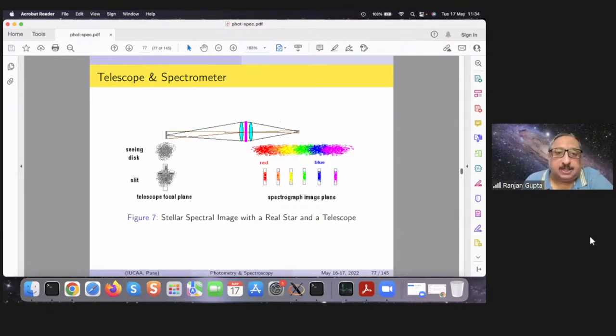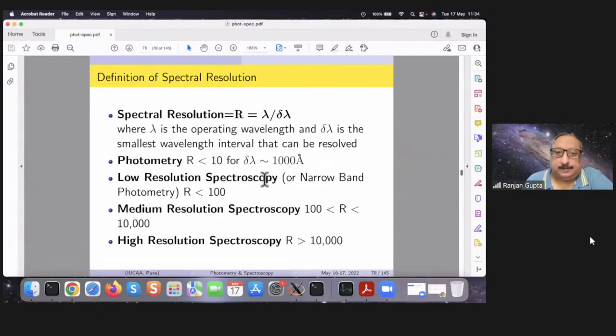Anyway, if this is the situation, then this is how the spectrum will look. All the colors are seen. On the spectrograph, corresponding to this slit, you will have different light being focused. So you will have all the colors sitting there, and then you can analyze this image.